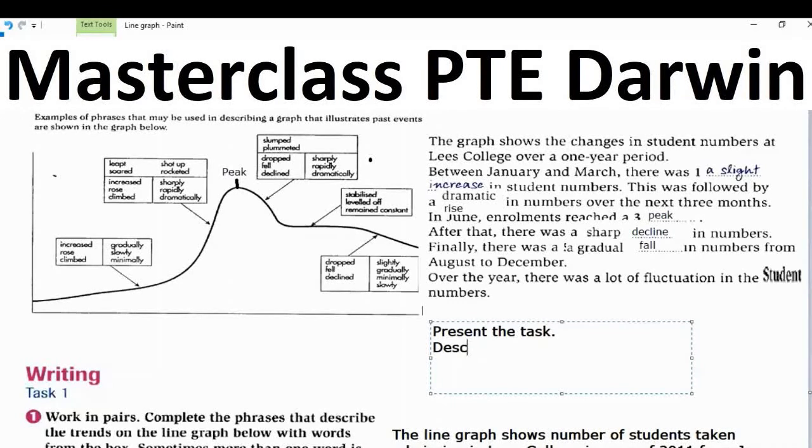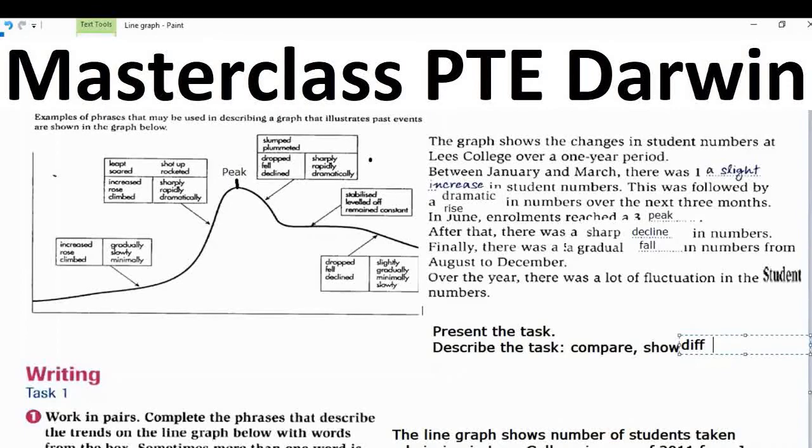you need to describe the task. So in description, you better compare. Show differences, and also another thing that you have to do, find similarities. So if there are any similarities or a trend, find these things. Compare, show differences, and find similarities in the descriptive part.